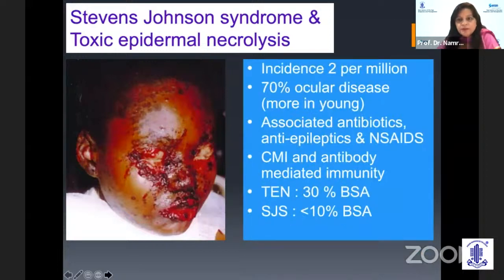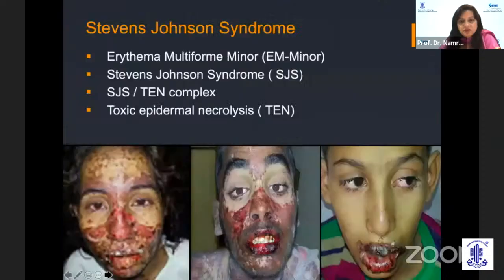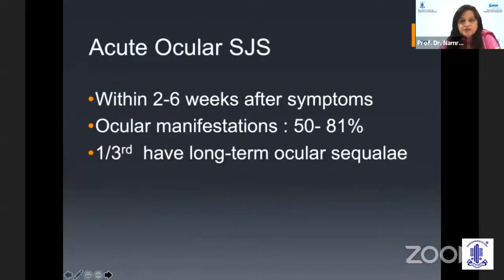The incidence is 2 per million, but we see a lot more in India, and also we see it in a more severe form as compared to the West and the East both. It is associated with the use of antibiotics, anti-epileptics, and NSAIDs, and cell-mediated immunity and antibody-mediated immunity are involved in it. Now, it is of various forms depending upon the severity: erythema multiforme, SJS, toxic epidermal necrolysis complex, and frank toxic epidermal necrolysis. In acute SJS, the ocular symptoms will present within 2 to 6 weeks after symptoms.